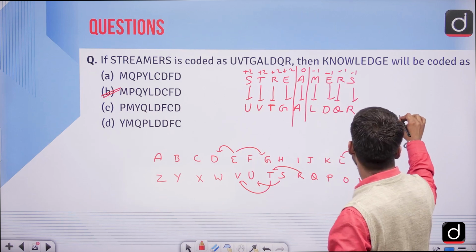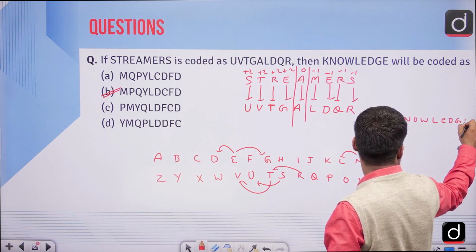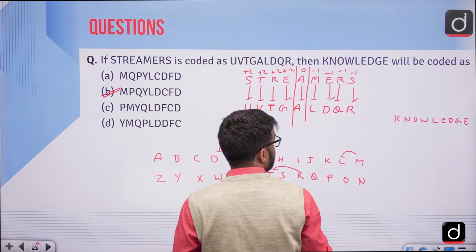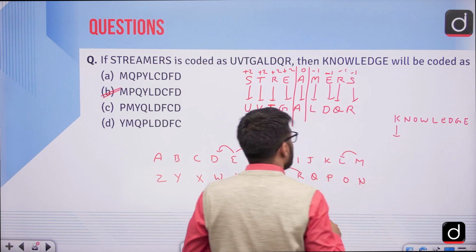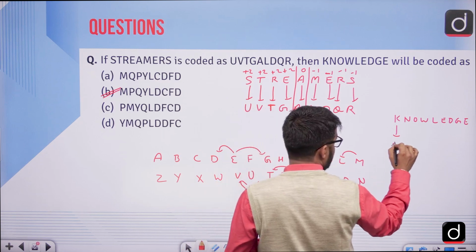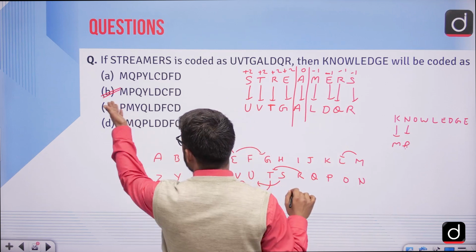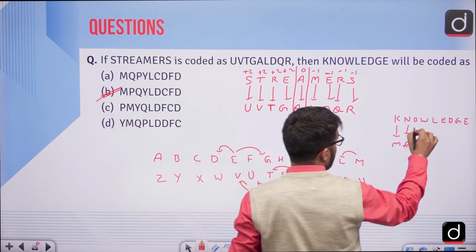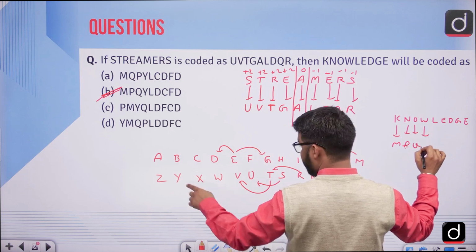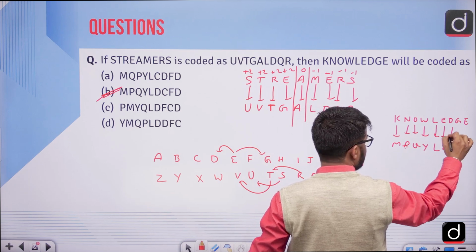Now you have to find the code for the word knowledge. I'm writing it small because we need some space, the letters are more. So for K at a plus 2 gap, it would be M. For N at a plus 2 gap, it would be P, and MP, only one option supports that. Then for O at a plus 2 gap, it would be Q. For W at a plus 2 gap, Y. L would be constant.